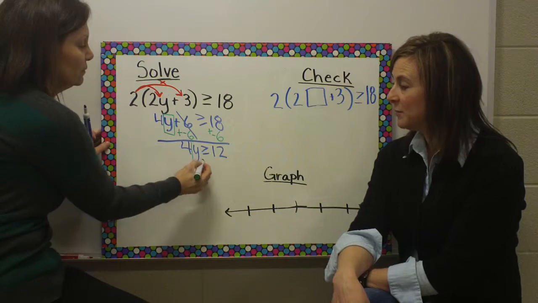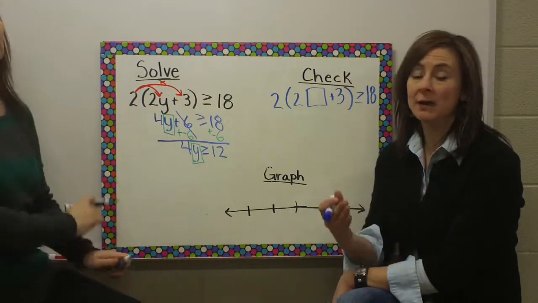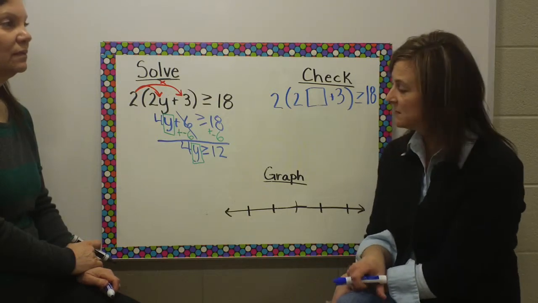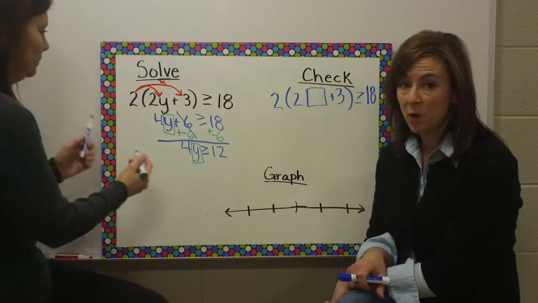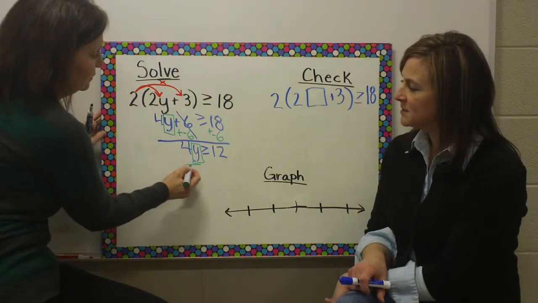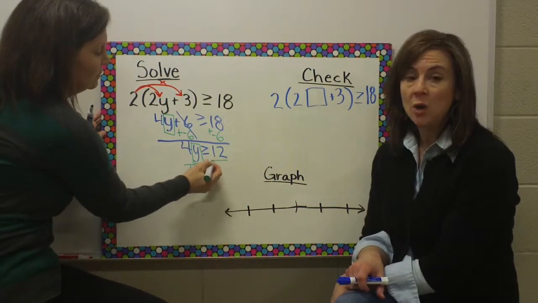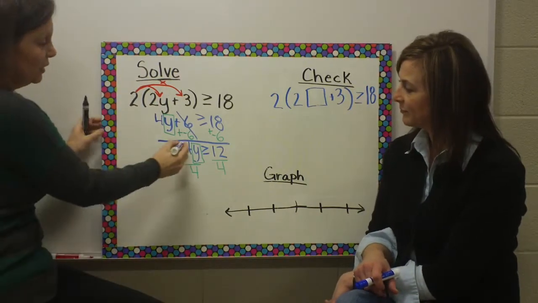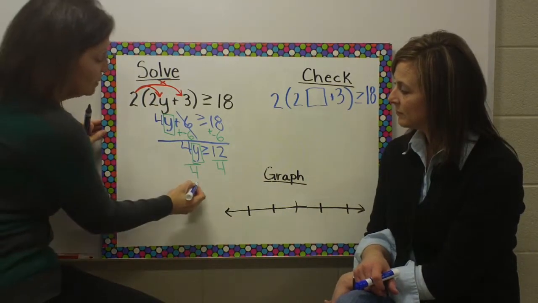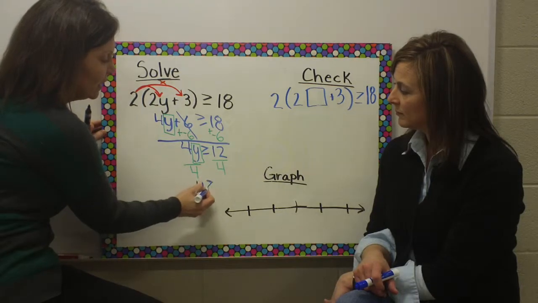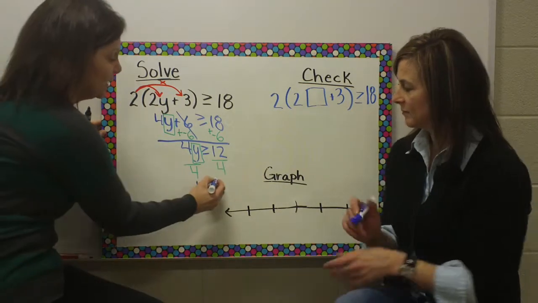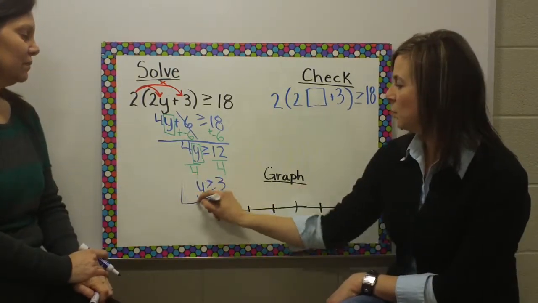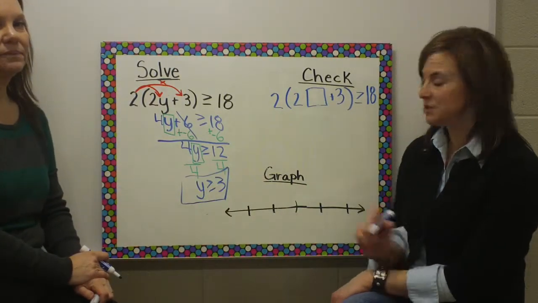In isolating the variable, remember that we have 4y, meaning 4 times y. So to undo multiplication, we are going to divide both sides by 4. I am noticing that I am dividing by a positive 4, which means I have no red alert in this example. The 4 divided by 4 is 1. I have y remaining. And 12 divided by 4 is 3. All right, so our solution set is y is greater than or equal to 3.